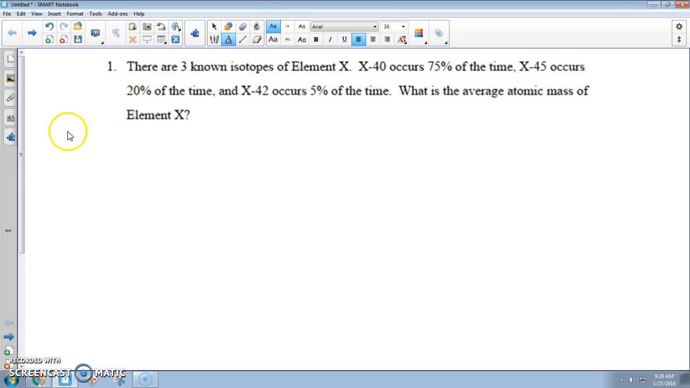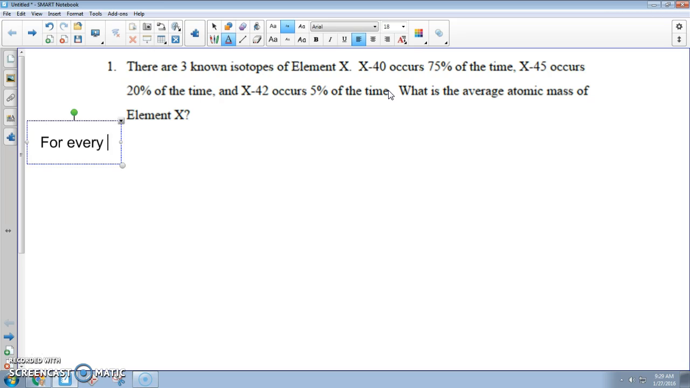So for this, the idea is that just like any other average, we're trying to figure out how many total things there are and how much total they weigh. And so "for every" statements will really let us do that pretty well. So I'm going to start off and say "for every," and here's where I need to talk about how many atoms I have. It does not tell me how many atoms I have.